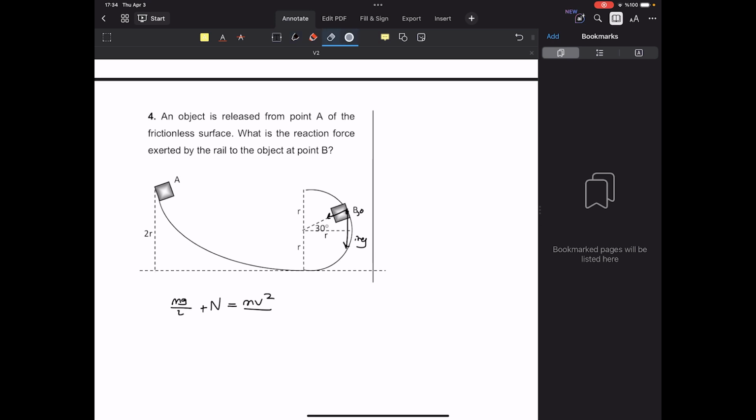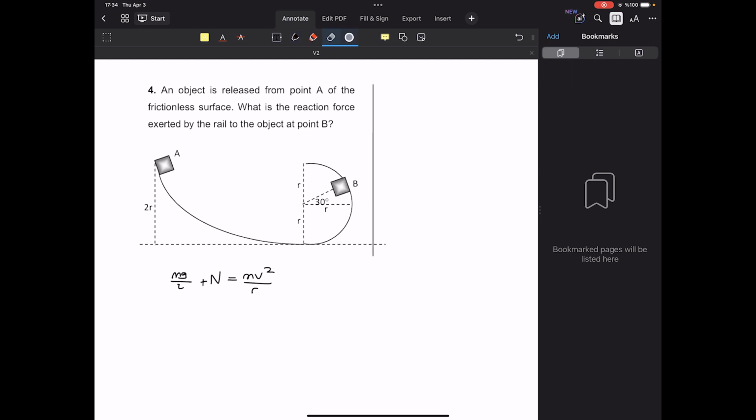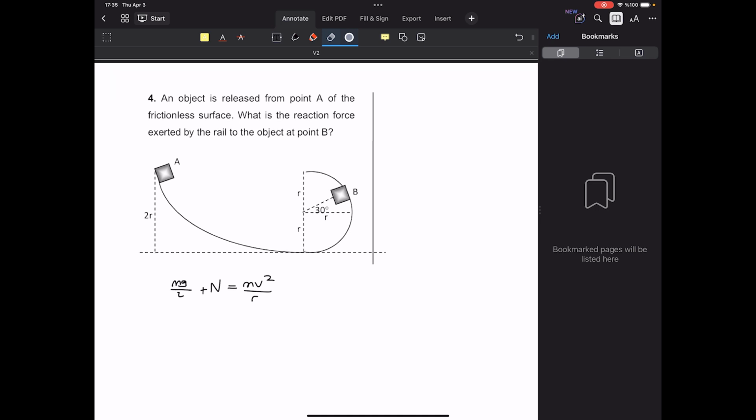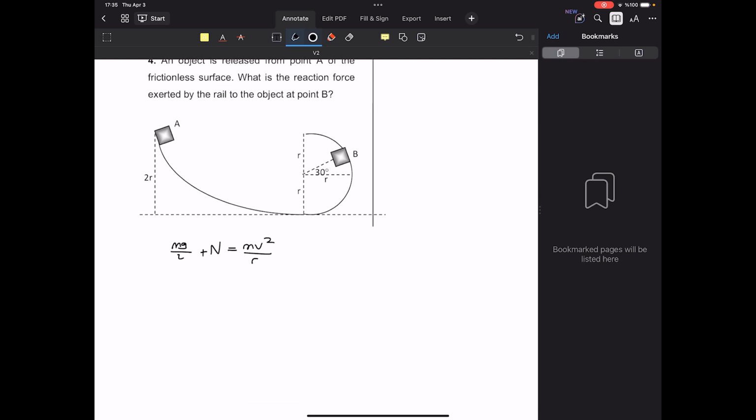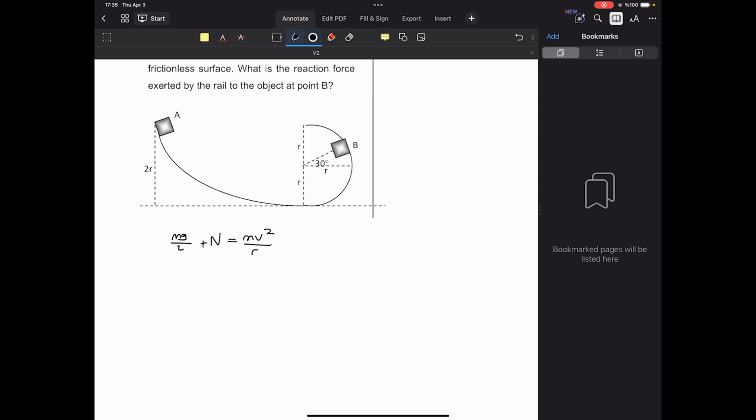Now, how do we find mv squared over r? Well, we're going to have to use the conservation of energy for that. Here, the object isn't doing uniform circular motion because the centripetal force is changing as the velocity is changing. So this is not uniform circular motion, but we can still find this value by doing the conservation of energy.